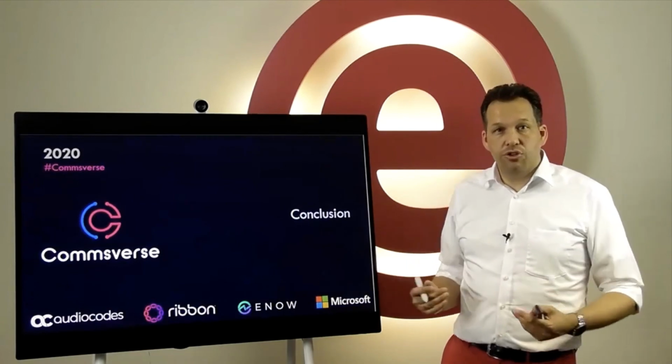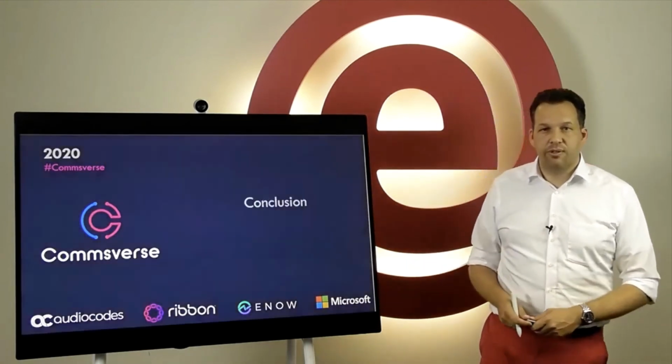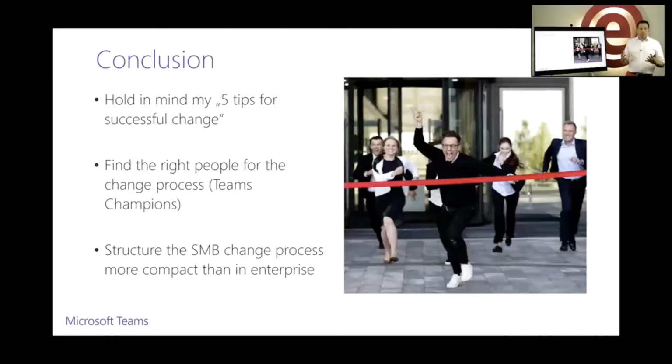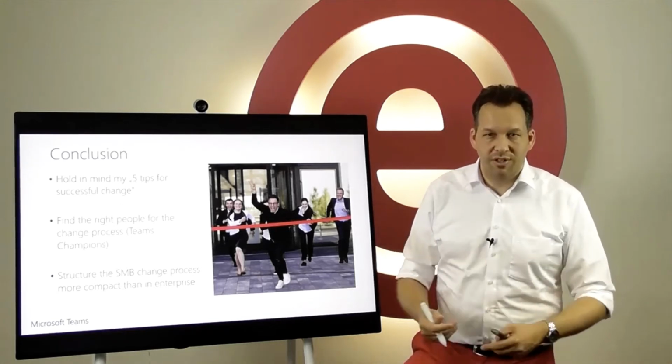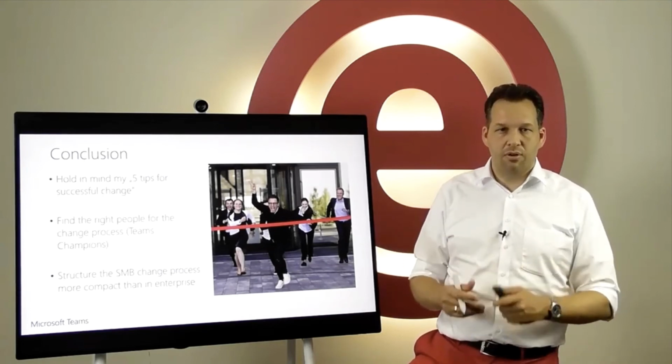Okay, so we come to the conclusion of all this. The 30 minutes are over. This was the time for our session. Keep in mind my 5 tips for successful change. Maybe you get the Comsworth tickets to see the recordings, and then we can have a look once more at it. Find the right people for the change processes, of course. Find the people who have a big influence on the company's employees. This is a really good help here. And structure the SMB change process more compactly. It must be faster, but of course just as good as for the enterprise, just a little bit faster, a little bit compressed.